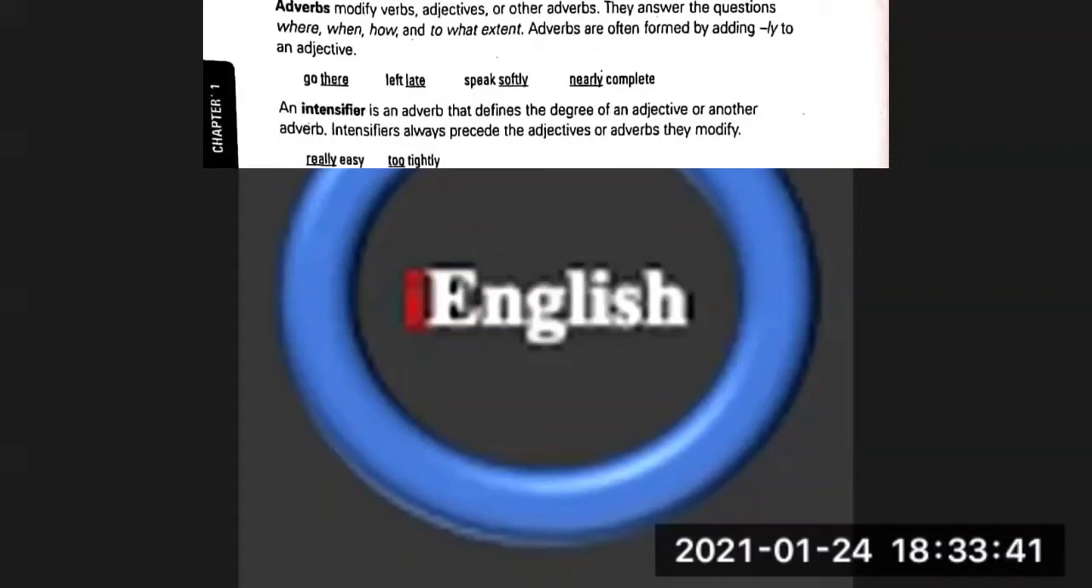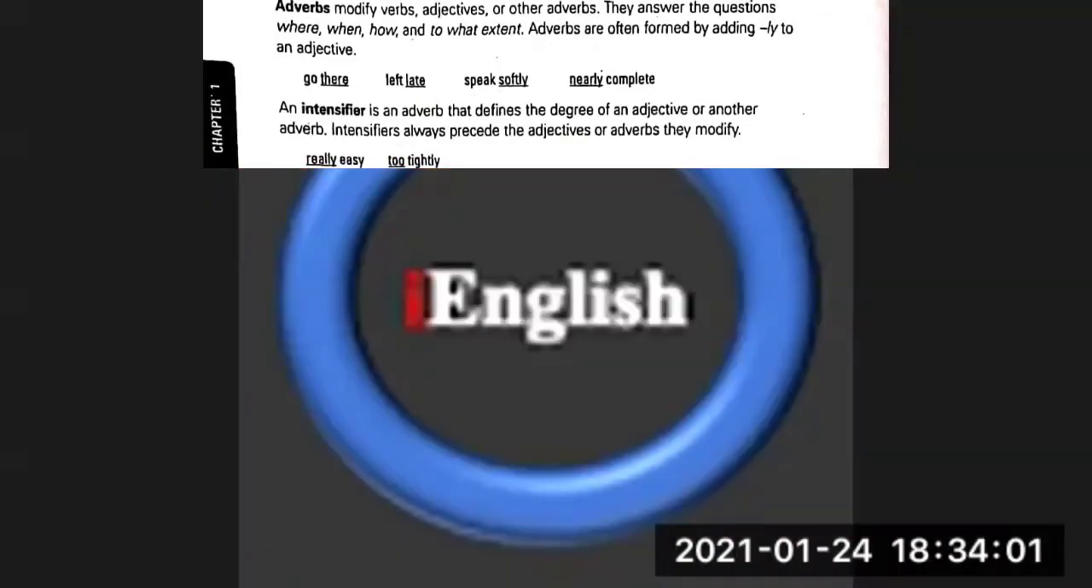Fine. But sometimes we have irregular adverbs, like the word fast. We don't say fastly, but we say fast. It is fast. High, it is high. It's an adverb. We have irregular adverbs. Okay. We have words like there or late, but we don't add ly. If we add ly, it could give a different meaning.